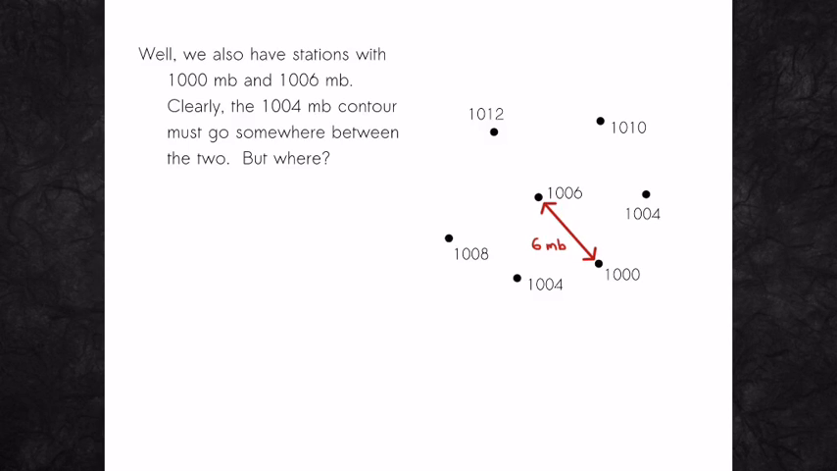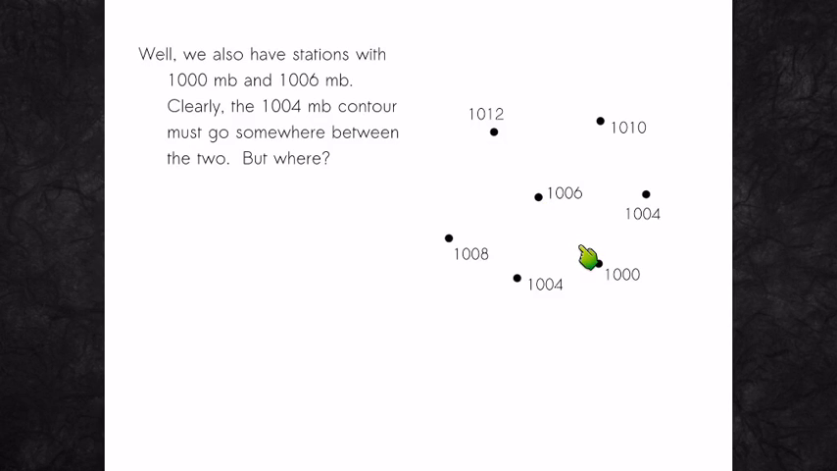So in order to figure out where we're going to be, we need to figure out what fraction of that 6 millibars is the difference. Well, let's just draw it out for you. Actually, I'm jumping ahead of myself just a little bit. So I'm going to back up one step here and point out that again, the basic game here is we're looking for 1004. We know that it has to go between 1000 and 1006, and we're trying to figure out where.